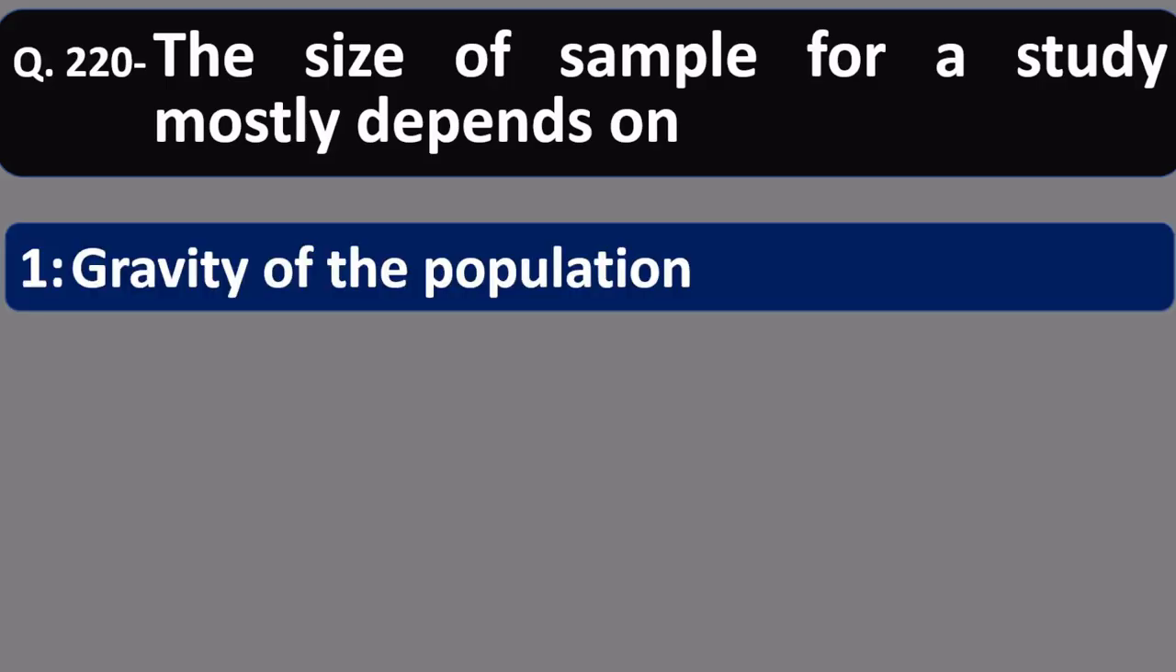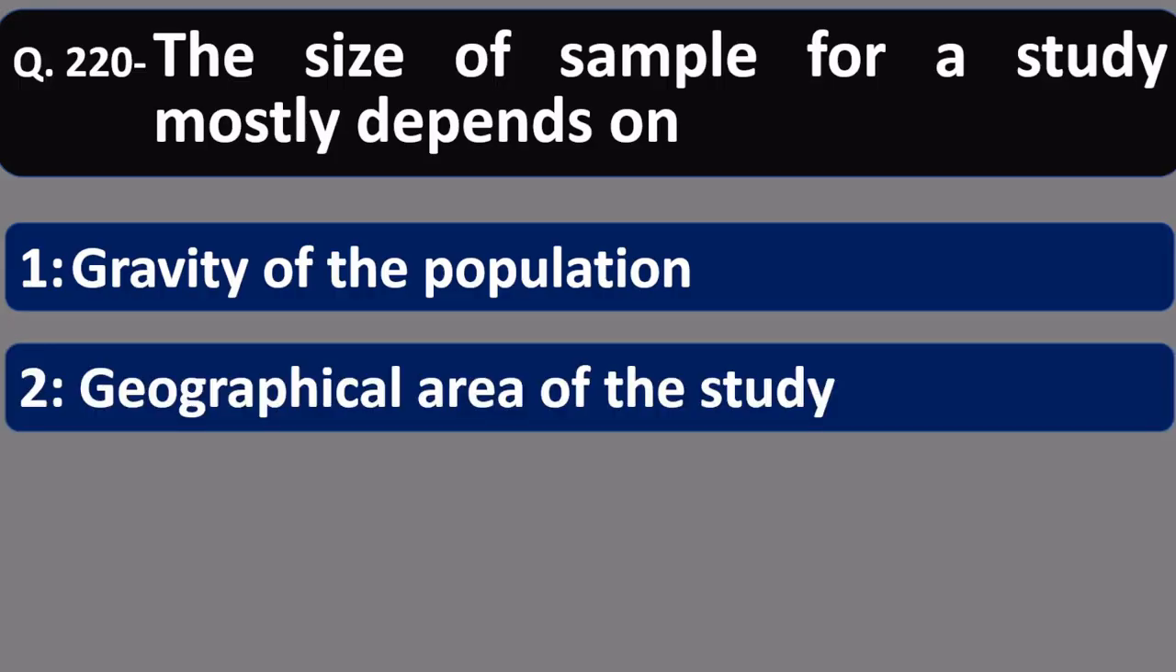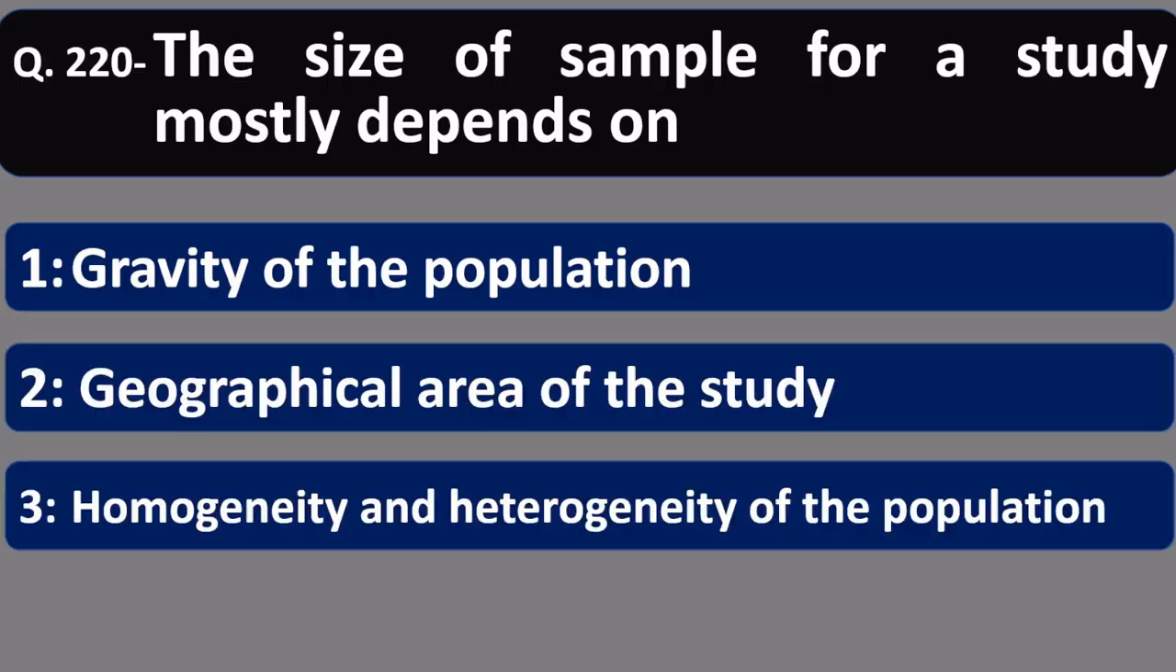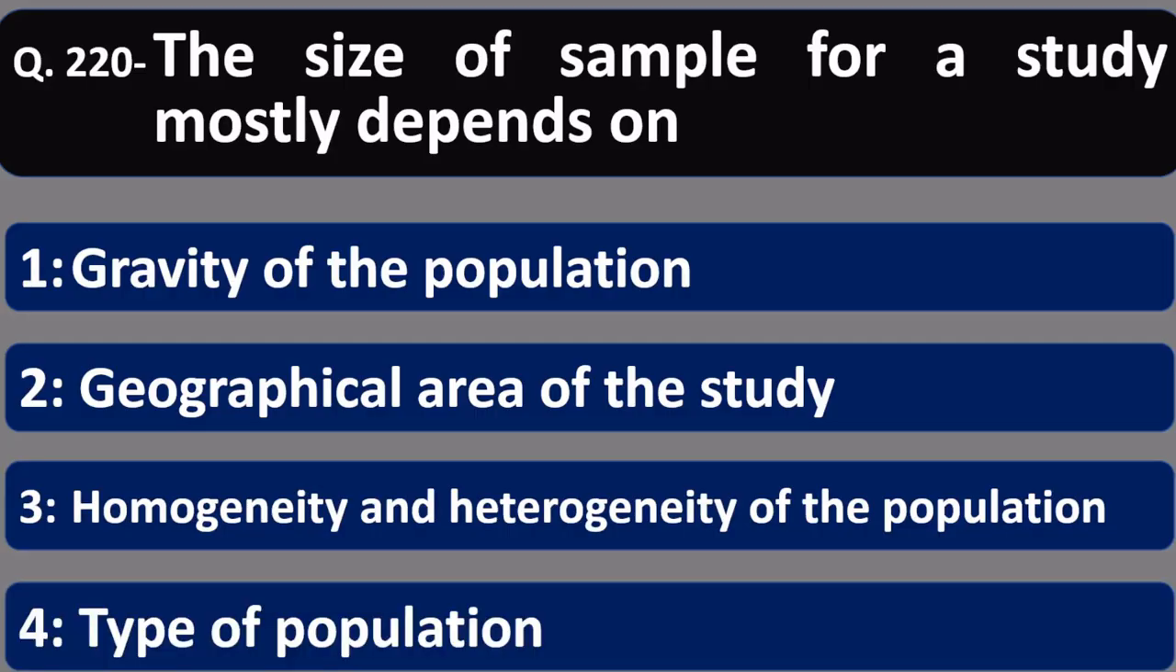220. The size of sample for a study mostly depends on: option 1, gravity of the population. Option 2, geographical area of the study. Number 3, homogeneity and heterogeneity of the population. Number 4, type of population. Friends, if homogeneity among population is there, then a small sample is okay. If heterogeneity is there, then a big sample we have to take. So the size of the sample for a study mostly depends on option number 3, homogeneity and heterogeneity of the population.